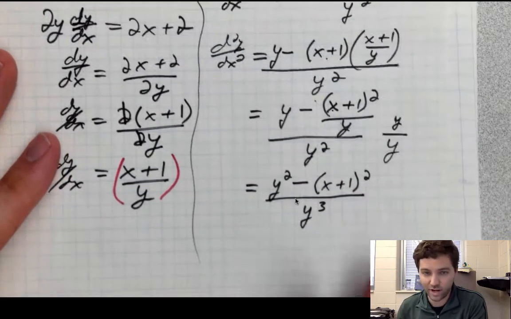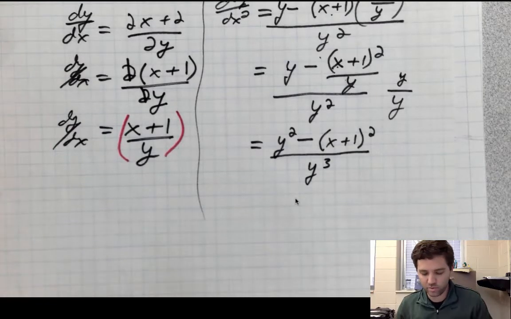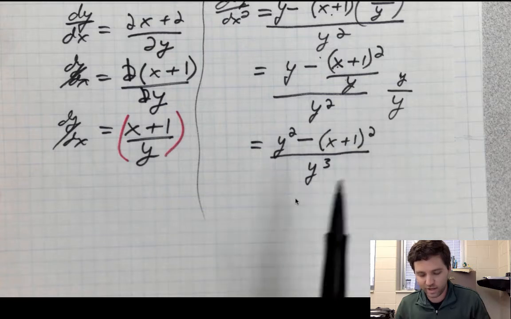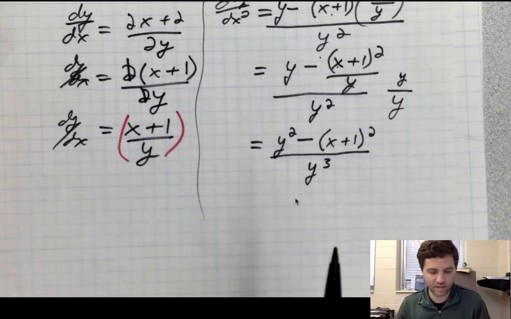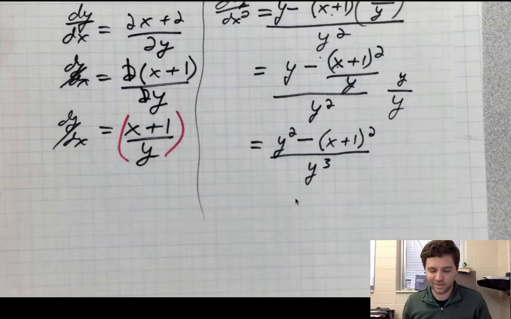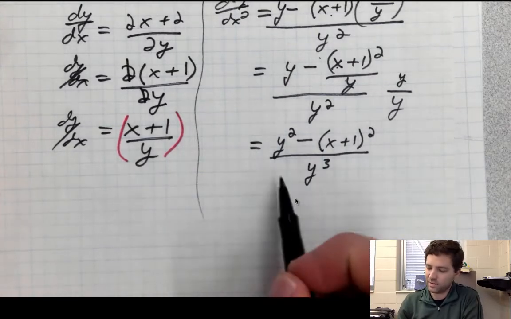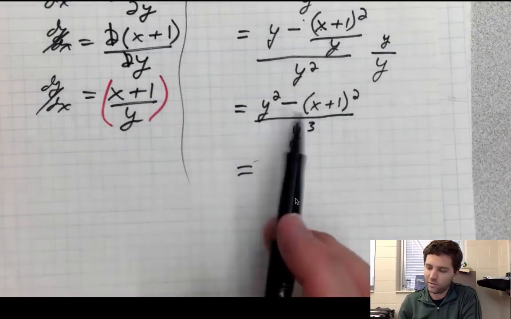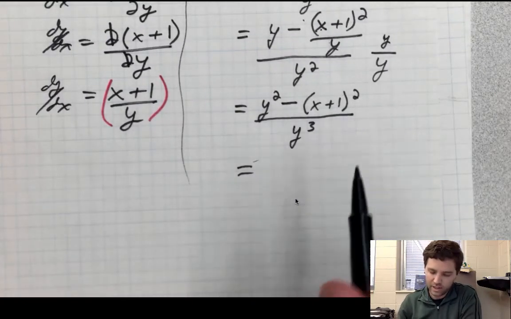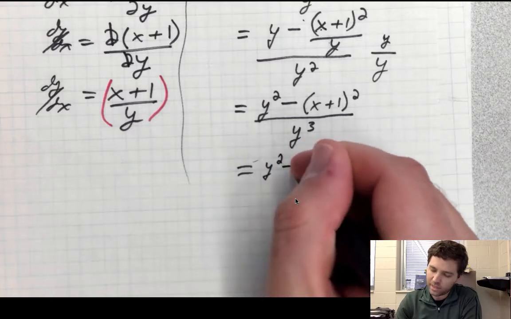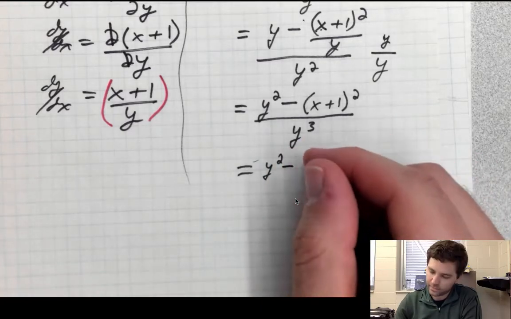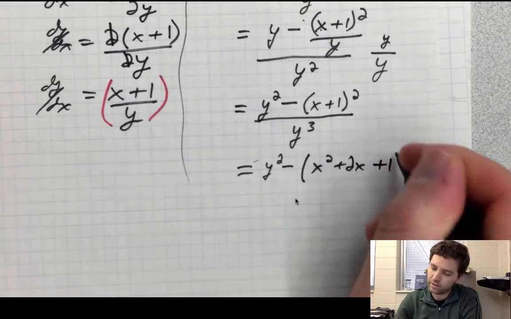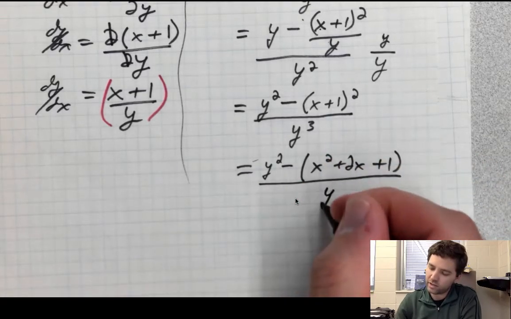Now, this is a fine answer, but I'm going to show you what happens when I multiply this entire thing out on top and then simplify, because if you're mathematically nerdy, it's sort of a cool thing that happens. So again, if you ended here on a test or a quiz, that's fine. But watch what happens when we expand this whole thing out. I get y squared minus, and this will be x squared plus 2x plus 1, divided by y cubed.